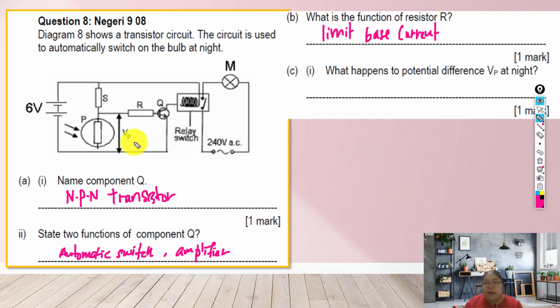So now the question says, at night what happened to the potential difference? Your answer should be bigger, or you say increases. Because it increases, it produces a bigger base current. So this one has no calculation, it just asks about the concept. Okay, we go to the next one.